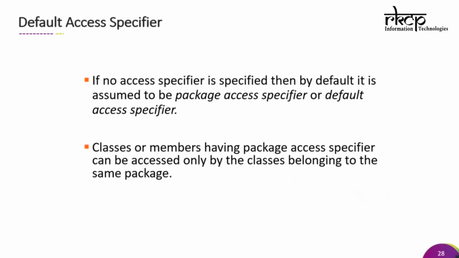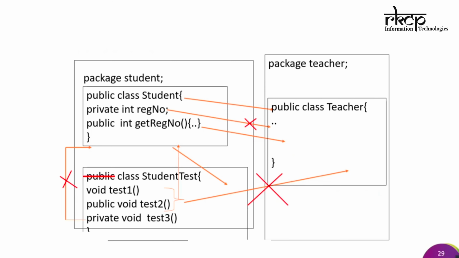In the same way, for your package, if you are not going to write any specifier with your class, then the specifier for the class will be default, and you cannot access that class outside of the package. Here you can see the example. I have two classes, one is StudentTest and the second one is Student. My Student class has a public specifier. However, for StudentTest, I am deleting this public. So StudentTest will be a default class.